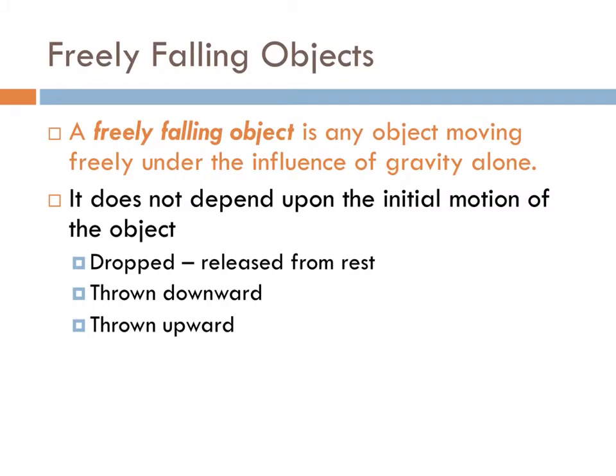So remember that a freely falling object is any object moving freely under the influence of gravity alone. Again, we are ignoring the effects of air resistance in this case. It also doesn't depend upon the initial motion of the object. So different situations we're going to look at is something that is just being let go or released from rest, something that is thrown with some velocity downward, and something that is thrown with some velocity upward.